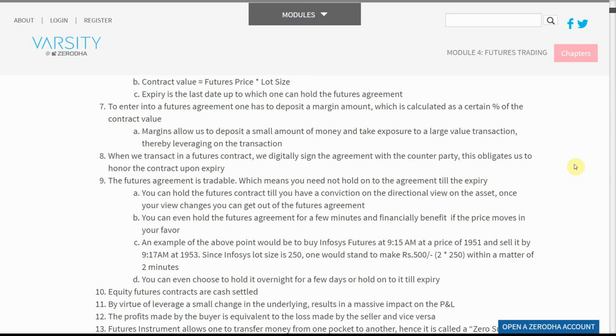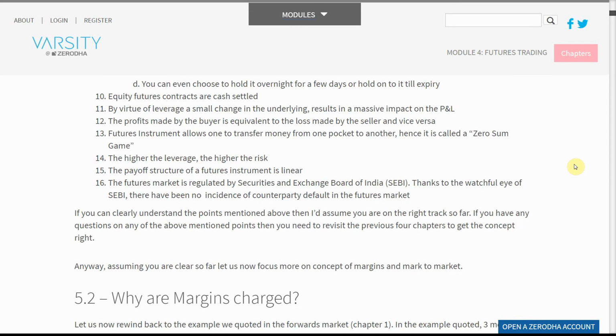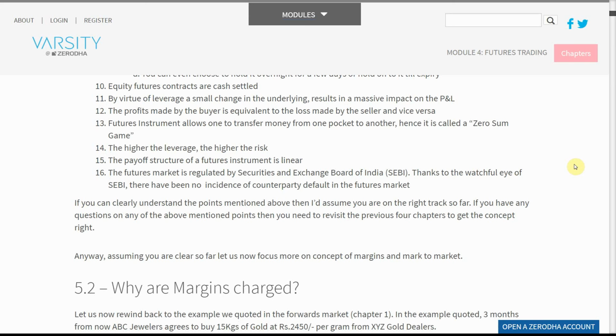at $19.53. Since Infosys lot size is 250, one would stand to make 500 rupees per 2*250 within a matter of 2 minutes. You can even choose to hold it overnight, for a few days, or hold on to it till expiry. Equity futures contracts are cash settled. By virtue of leverage, a small change in the underlying results in a massive impact on the P&L. The profits made by the buyer is equivalent to the loss made by the seller and vice versa.